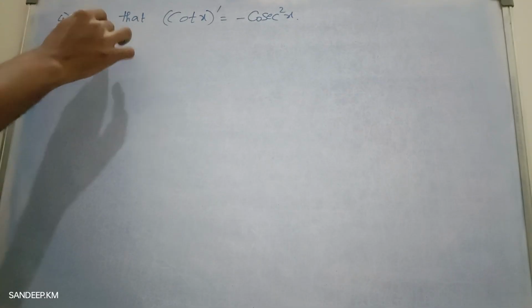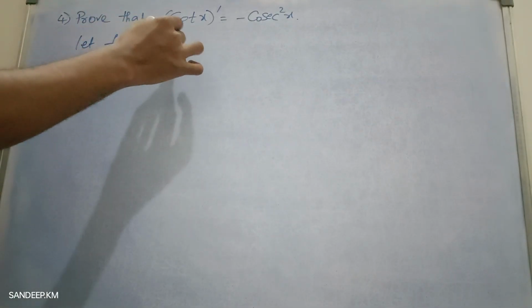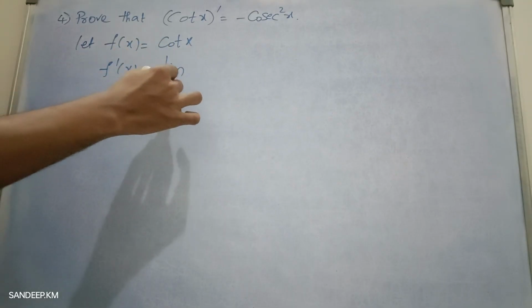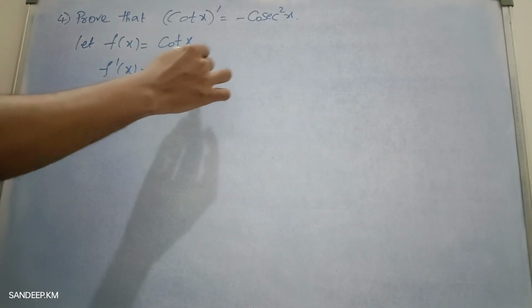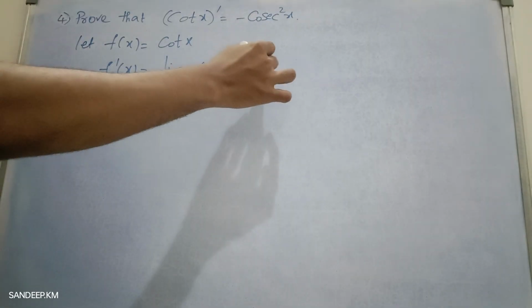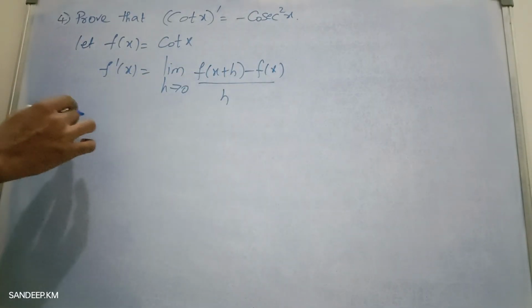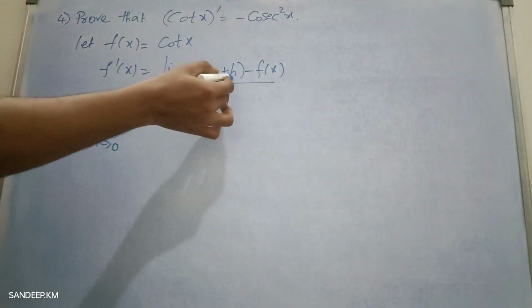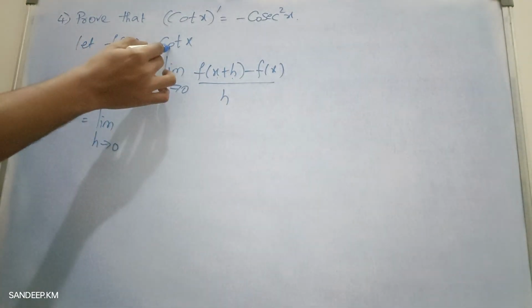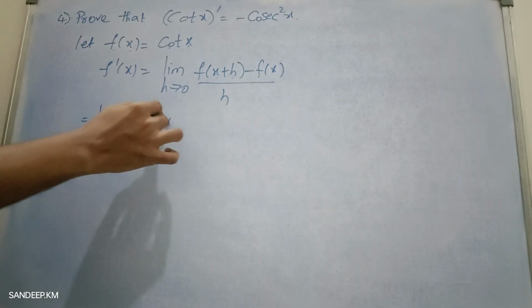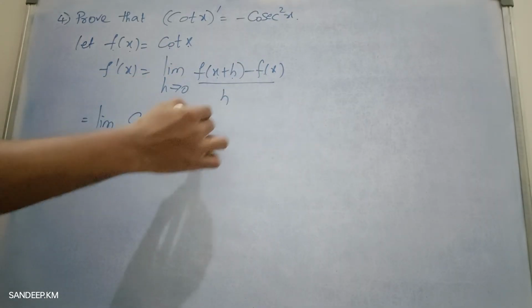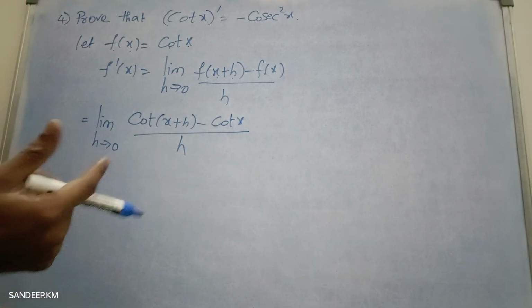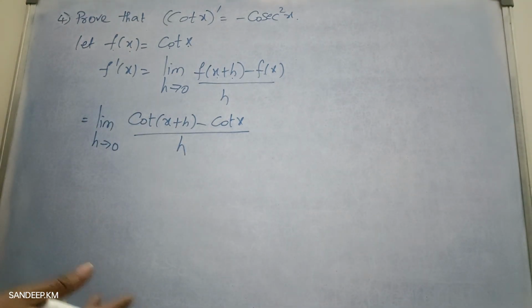So as usual, let f of x be equal to cot x and f dash of x using the first principle of derivative is limit h approaches 0, f of x plus h minus f of x whole divided by h. So limit h approaches 0. F of x plus h is what? F of x plus h is cot of x plus h. So cot of x plus h minus f of x, which is cot x, whole divided by h. Don't think about a cot c minus cot d formula. We do not have it.